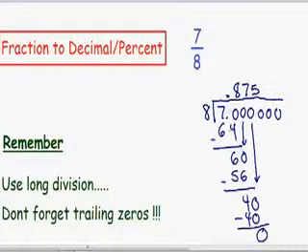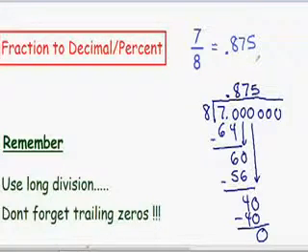So now we just divided 7 by 8. So we know that 7/8 is equal to 0.875. So now we just changed 7/8 into a decimal. And the nice thing about a decimal is how easy it is to go into a percent.